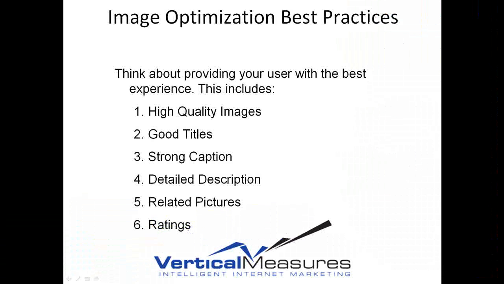This is taken straight from Google. These are image optimization best practices. So Google recommends that you think about providing your user with the best experience possible, and this includes providing high quality images, good titles for your images, which would also include alt tags, strong captions, as well as detailed descriptions around the image. Related pictures, so you could have additional pictures that are related to the image that you're providing, and the ability to provide ratings for images.